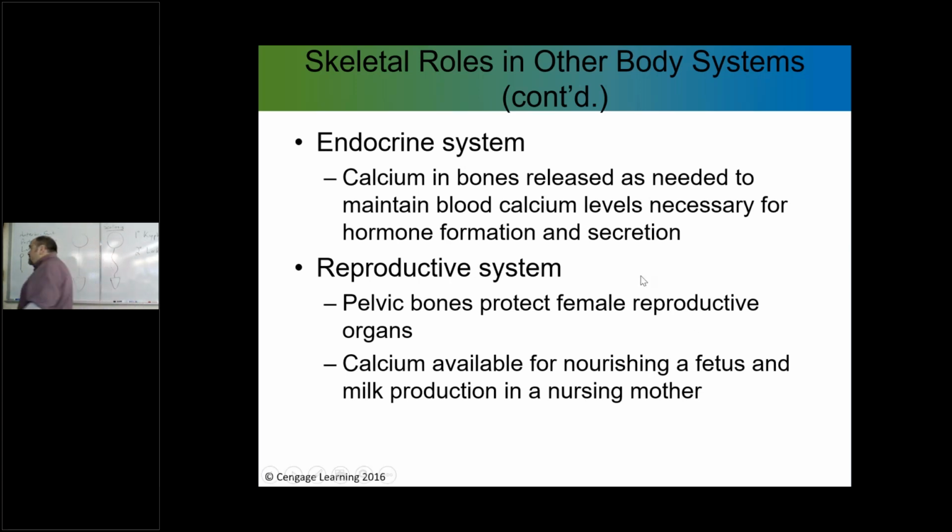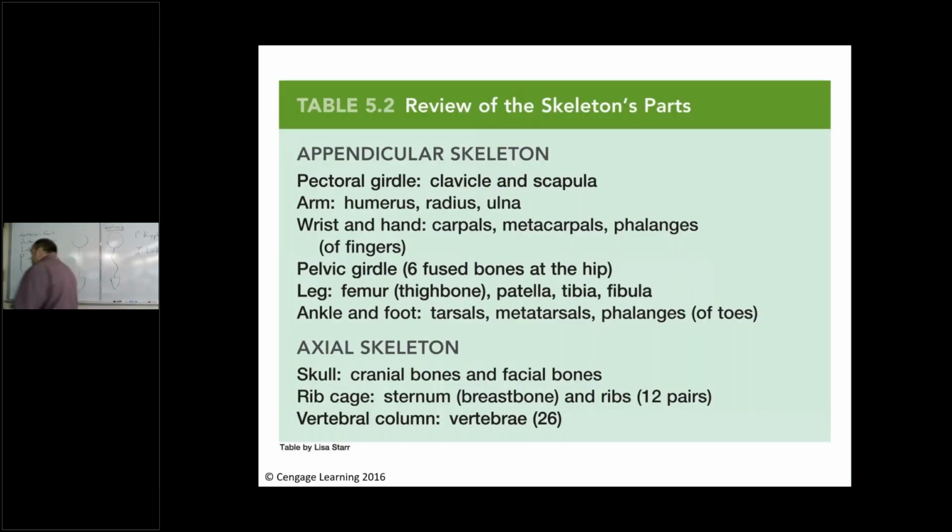And lastly, the reproductive system. You're seeing here pelvic bones protecting the female reproductive organs. And again, calcium is important for nourishment of the fetus and milk production as the baby is born and feeding the child. And this last slide is just showing you axial and appendicular, and you should know this. It's important to have an idea what bones are in which part of the two skeletal systems, per se.